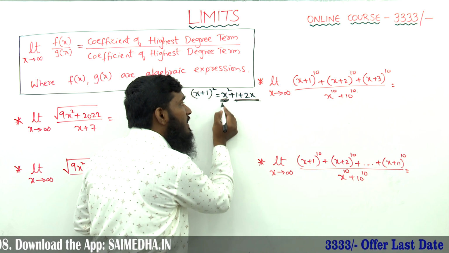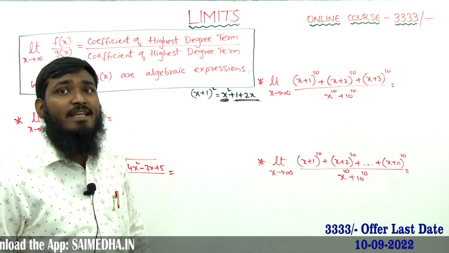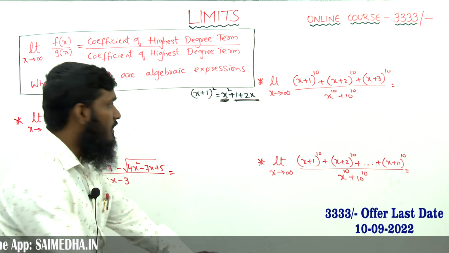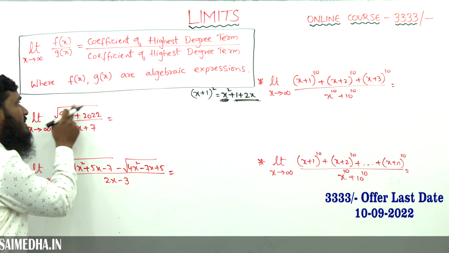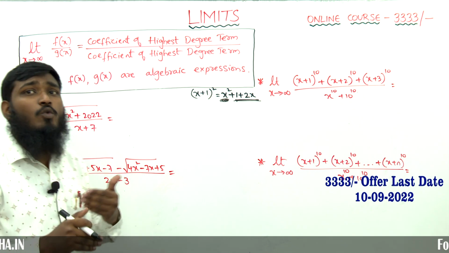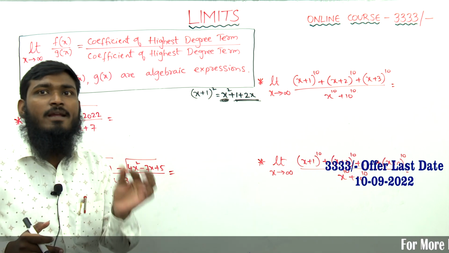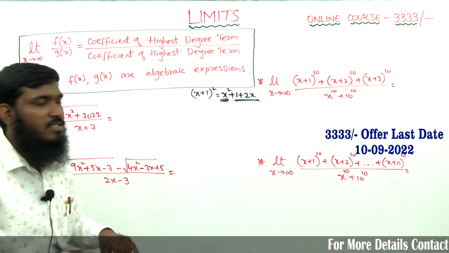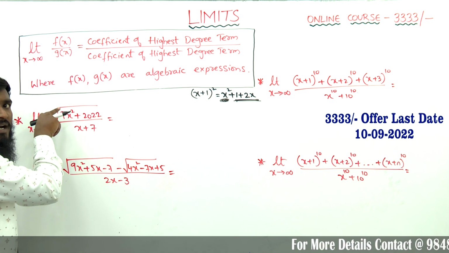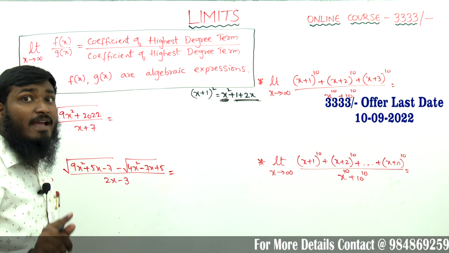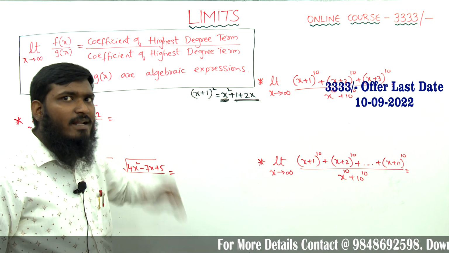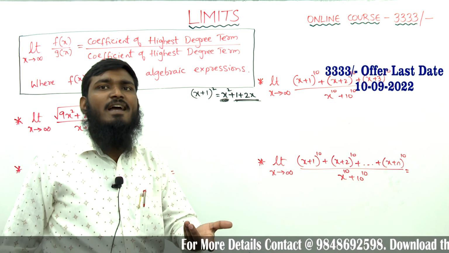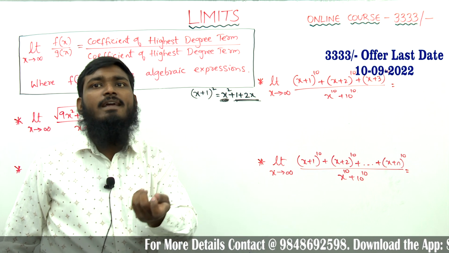Only we are concentrating on the highest power, highest degree. Okay. So what we have done? We have given this root for 9x square. Means what is it becoming now? It is becoming 3x. 9 is becoming 3, x square is becoming x. Now we have 3x in the numerator, and in the denominator we have x. So what is the highest degree term we can take? We can take it as x.